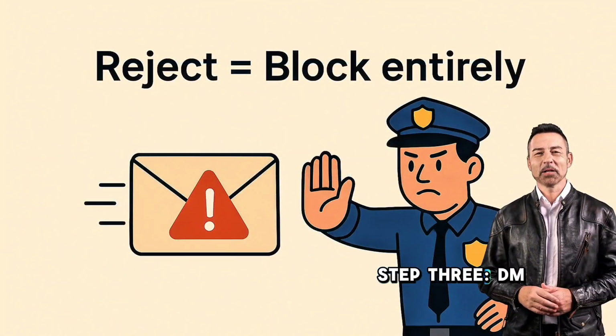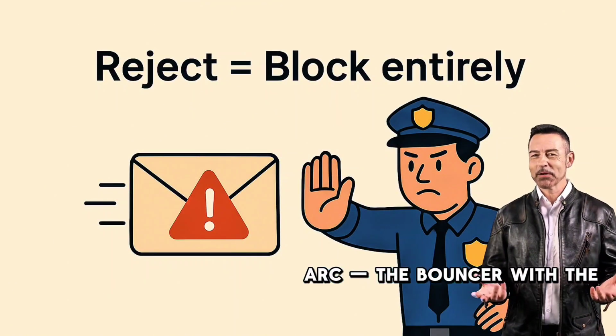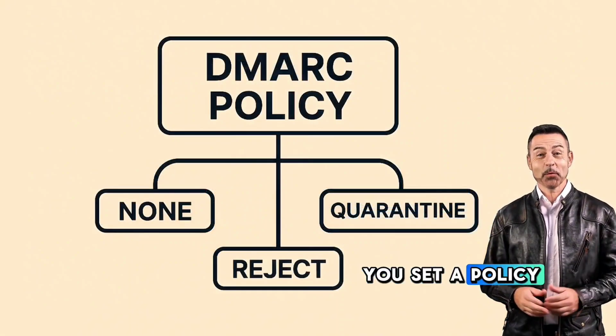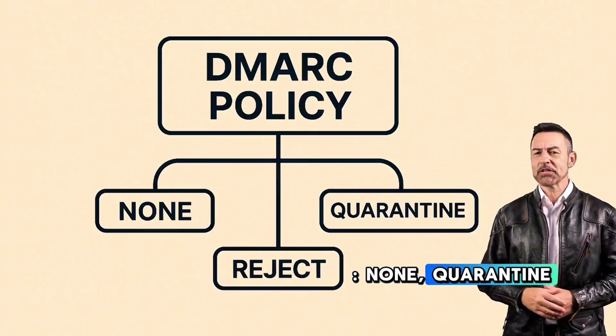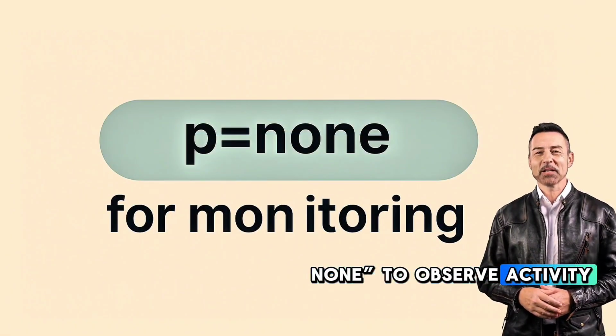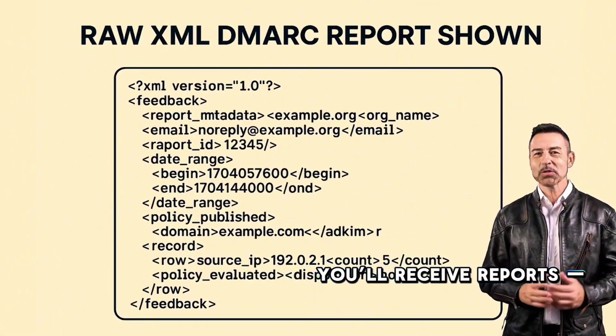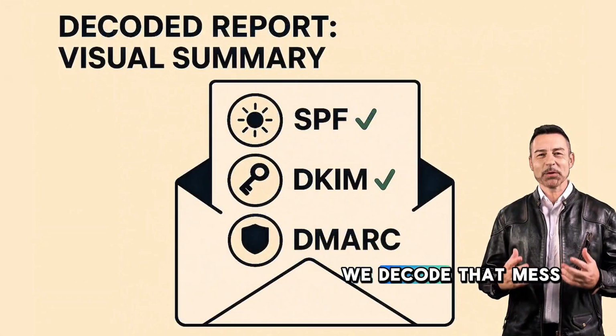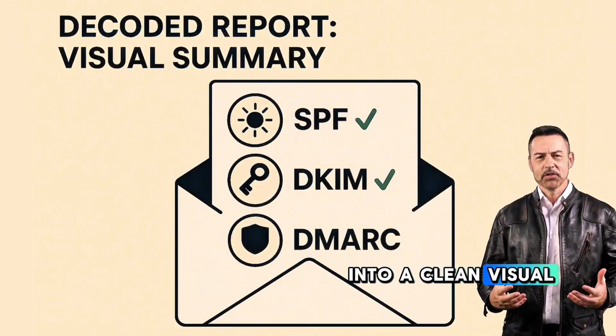Step 3. DMARC. The bouncer with the clipboard. You set a policy: none, quarantine, or reject. Start with p equals none to observe activity. You'll receive reports, but they look like this. We decode that mess into a clean visual summary.